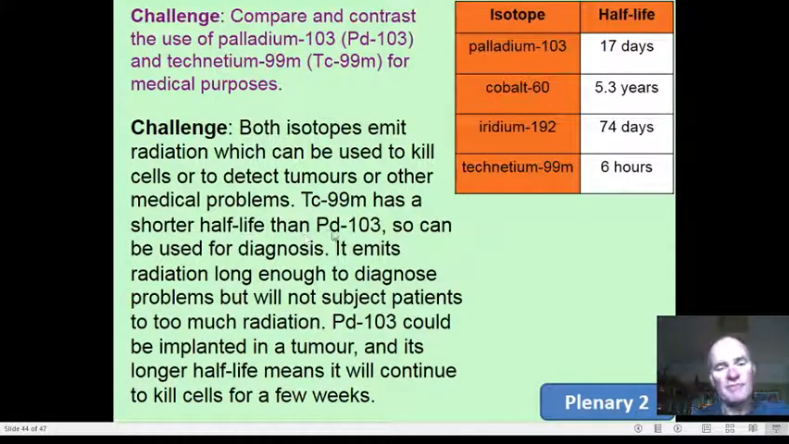Technetium's got a short half-life, so it can be used for diagnosis inside the body. Okay, it's got a short half-life, so it has that use, a 6 hours half-life. It emits radiation long enough to diagnose, but won't subject the patients to too much radiation.